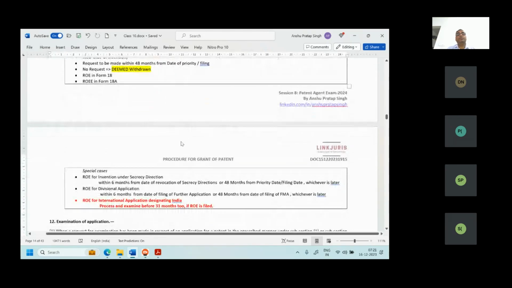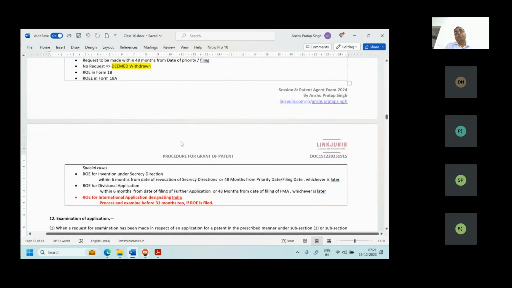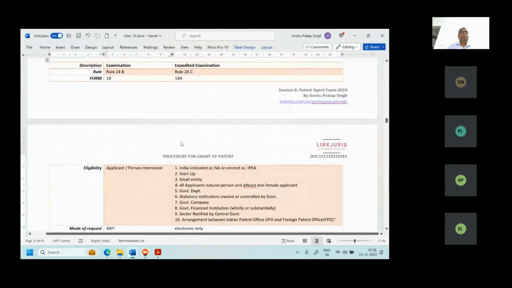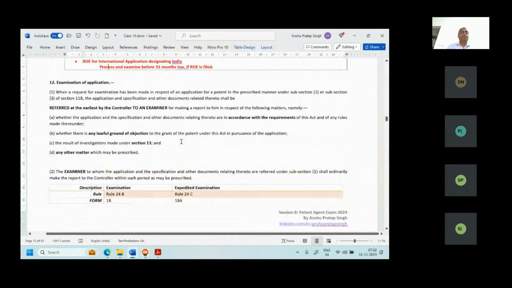Then request for examination is filed in Form 18. Remember, Form 9 for publication, double it, Form 18 for examination. And for expedited examination, Form 18A. Examination, section 12 talks about examination of application. The same thing which I have told, that it is referred at the earliest by the controller to an examiner.